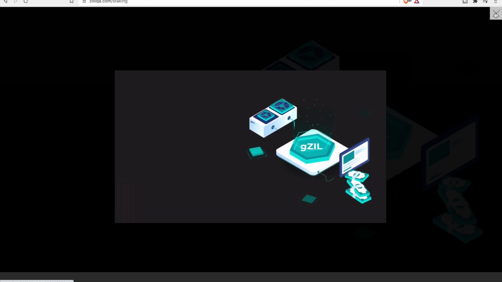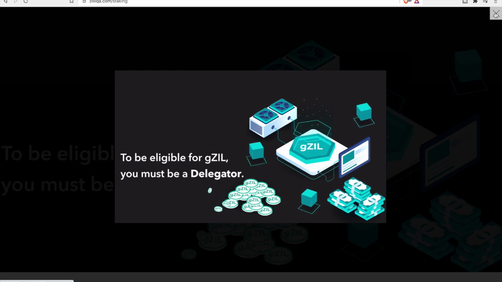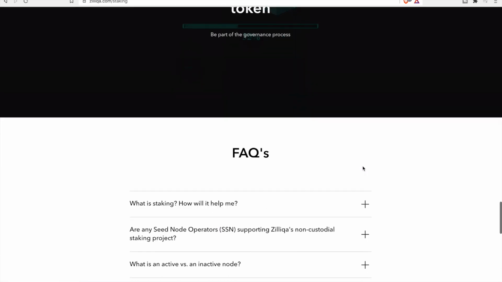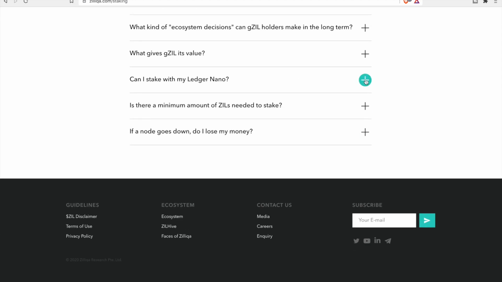And a cap of 682,550 has been placed on GZIL minting and distribution. To be eligible for GZIL, you must be a delegator. Don't miss your chance to become a holder. Not many tokens, only 682,000. Really small. So, do you want to get one GZIL?